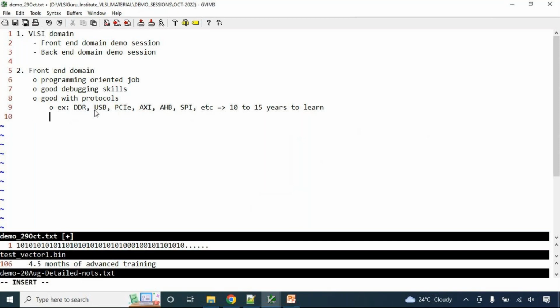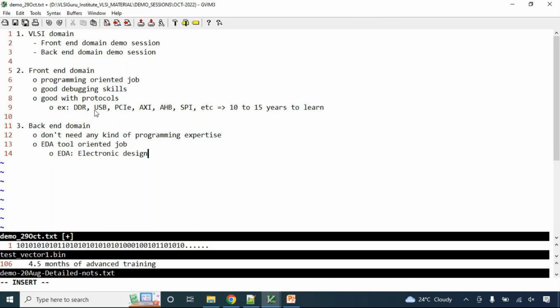Now, those who want to get into the backend domain don't need any kind of programming expertise. It's mostly a tool oriented job role, an EDA tool oriented job. What is meant by EDA tool here? EDA stands for electronic design automation. Now, what does electronic design automation mean?